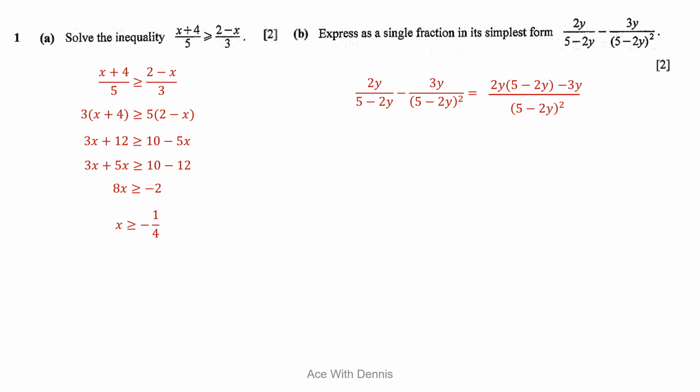So next thing we need to do is expand the bracket. We get 10y minus 4y squared minus 3y over (5 minus 2y) squared. Simplify, we will have 7y minus 4y squared over (5 minus 2y) squared. We can factorize the common factor, which is y(7 minus 4y) over (5 minus 2y) squared.